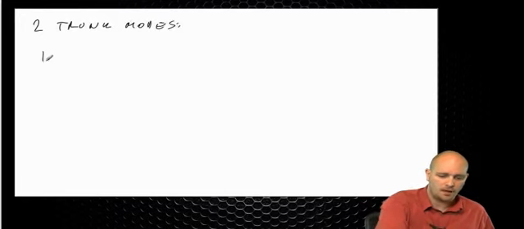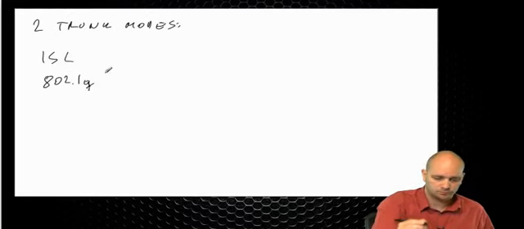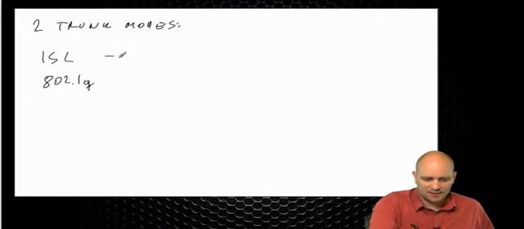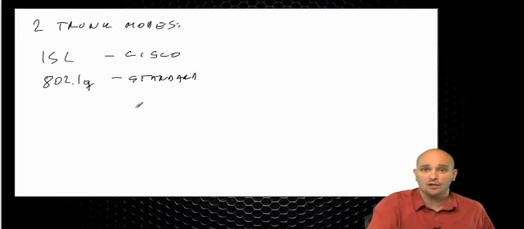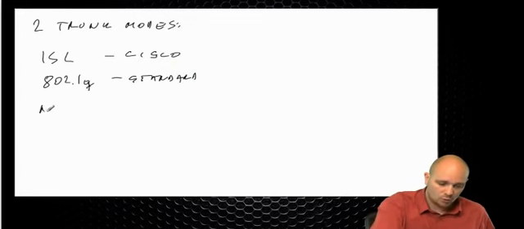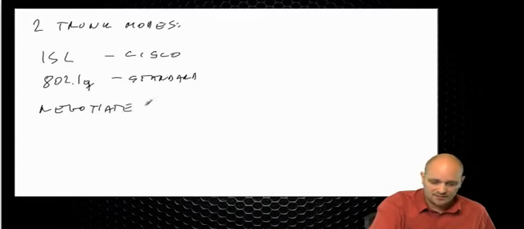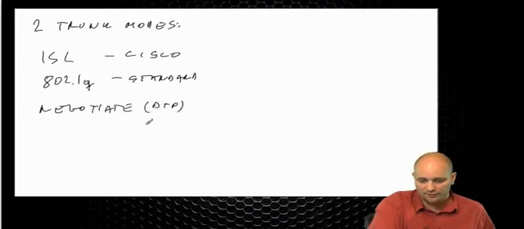They are ISL and 802.1q. Now, ISL is Cisco proprietary and 802.1q is standard. But less widely known is the third mode, which is negotiate. And this is operating only when the interface is dynamic.